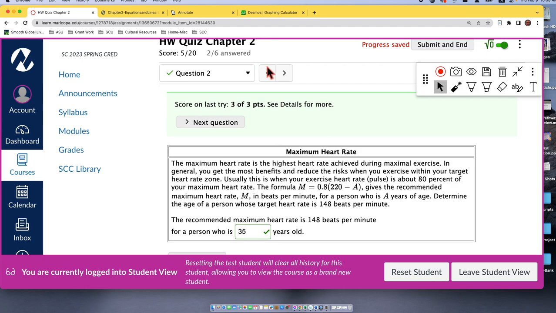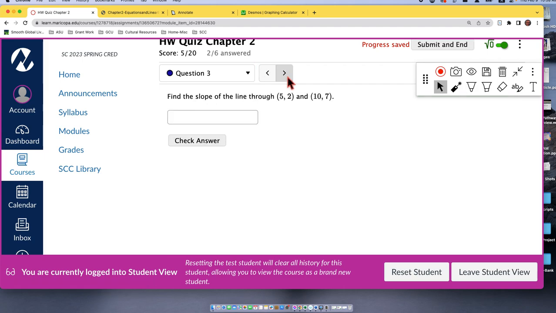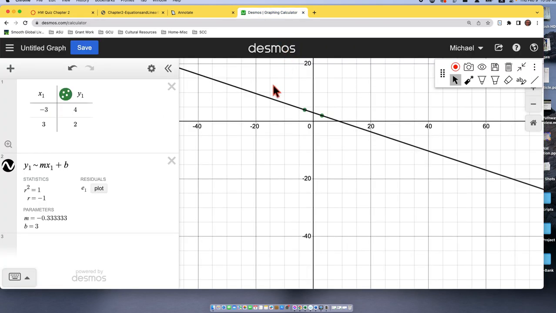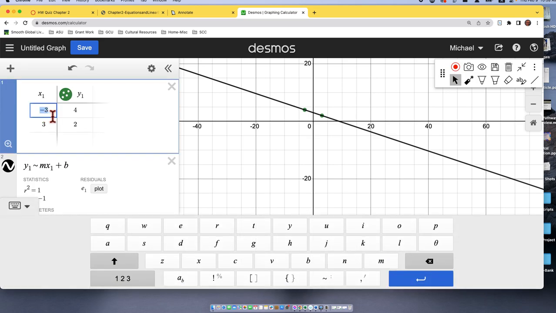Clear off this stuff. Find the slope. Okay, so how could I do this one? I'm going to show you two ways. Let's do the technology way first. The one point is 5.2, and the other point is 10.7. I'm going to go back to my decimals since I've got it set up, and this is why I'm going to encourage you to.